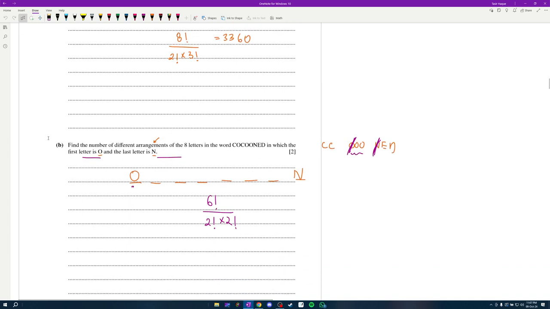Find the number of different arrangements in which the first letter is O and the last letter is N. Okay, fine. So we keep the first letter as O and the last letter as N. So in between we have 6 letters now, out of which there are 2 C's and 2 O's. So it's going to be 6 factorial divided by 2 factorial times 2 factorial.